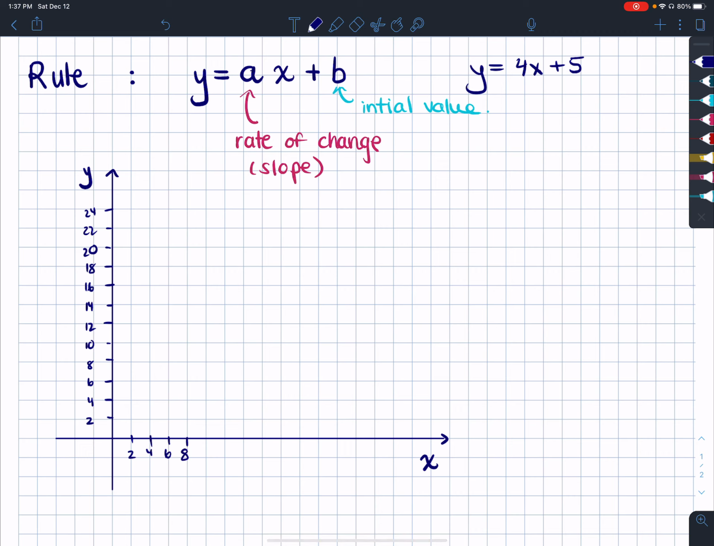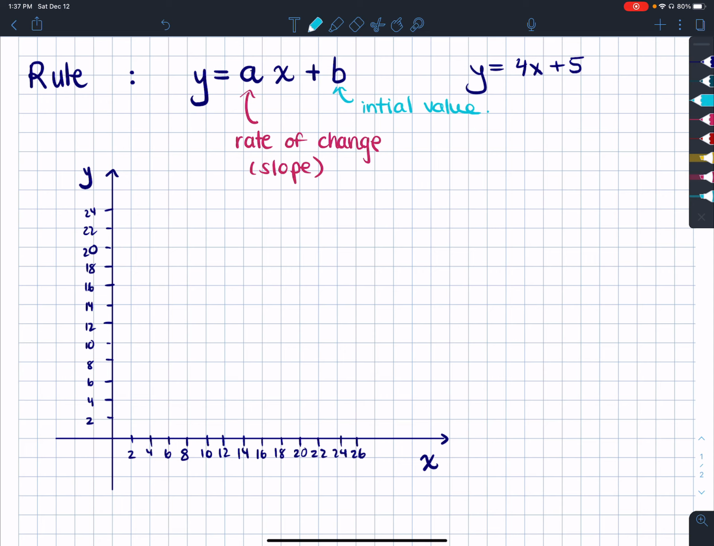Your scale on your x-axis and on your y-axis, they don't have to match. They can if you want them to, but they don't have to. 15, 20, 22, 24, 26. We'll stop around there. Okay, so now just to see what happens here.